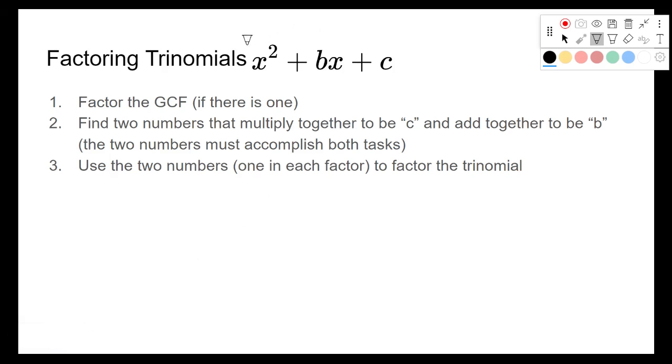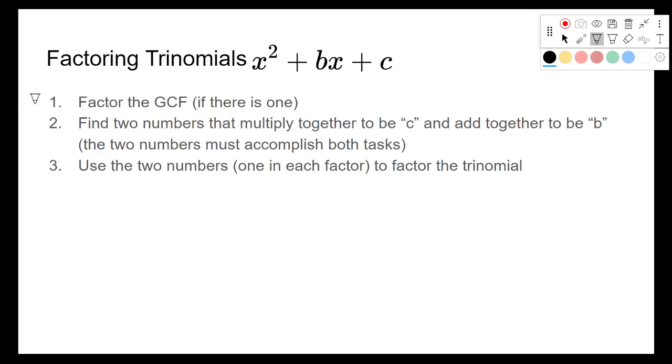The goal here is to factor a trinomial. X squared plus b is some number, and so is c. Doesn't have to be the same number as b. They can be different. That's why they're named with two different letters. All right. We're going to factor the trinomials in the form x squared plus bx plus c.